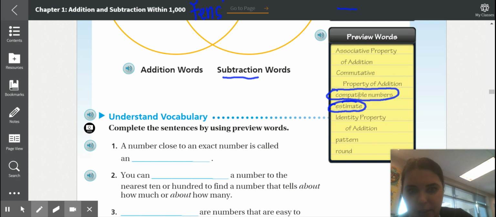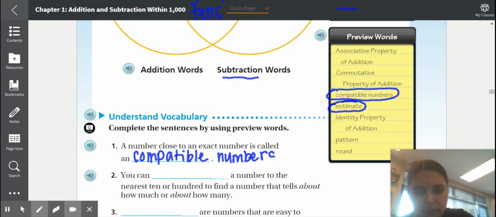So that is our answer for number 1. So sorry I made you write estimate, but that's okay. Okay, press pause if you need to catch up with writing.